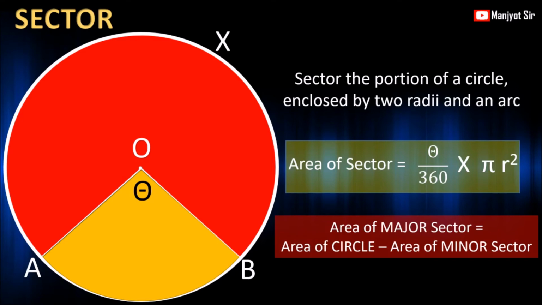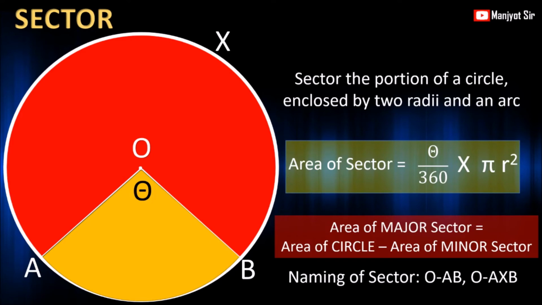See, for example, this yellow sector, the smaller, the minor sector. For this minor sector, the center will be O and the arc will be AB. So the naming of this minor sector will be O dash AB. And similarly for the major sector, the center will be O and the arc will be AXB. So the name of the major sector will be O dash AXB.